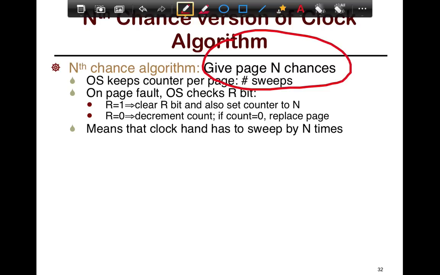On a page fault, it checks the reference bit, similar to the baseline clock algorithm. If the reference bit is set, then it also sets the counter to n. If the reference bit is unset, then you decrement the count, and eventually when the count reaches 0, you replace the page. Note that every time the reference bit is set, you essentially promote the page back to the maximum value of n. So it takes another n chances before the page is eventually replaced. This means that the clock has to sweep by n times.